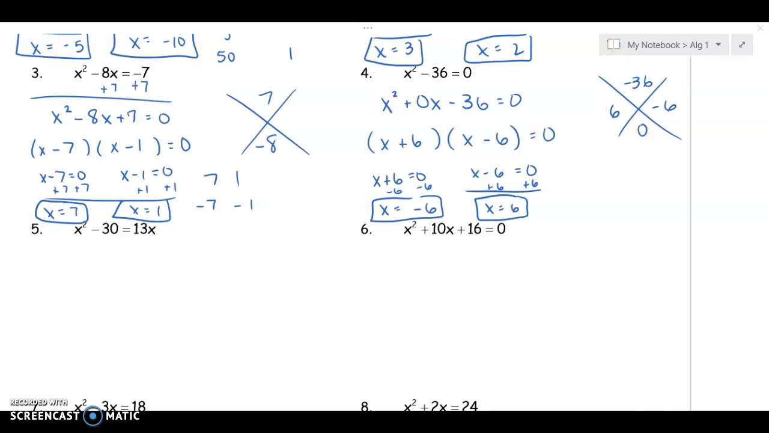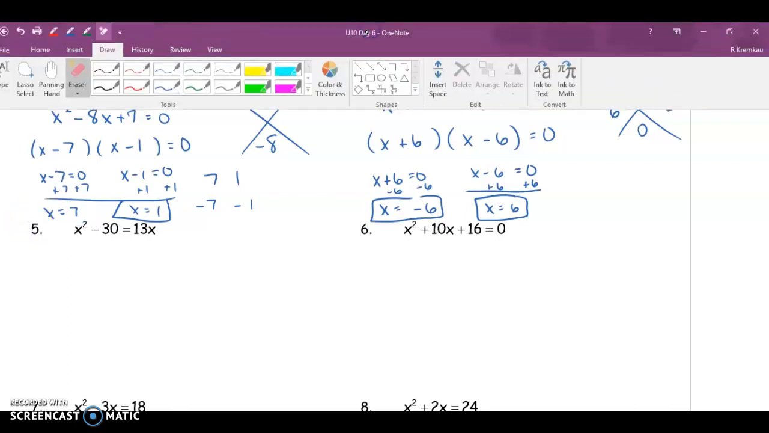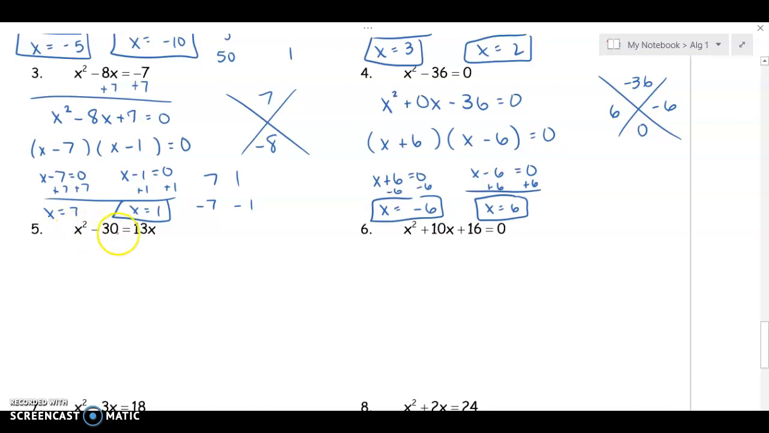Back, Algebra. Let's go ahead and finish up these last few problems. Let's look at number 5. So for number 5, you have x squared minus 30 equals 13x. You'll notice that it is not equal to 0. So what we want to do is make it equal to 0. So we're going to subtract 13x from both sides so that it is equal to 0.